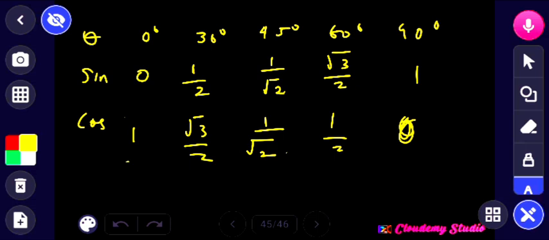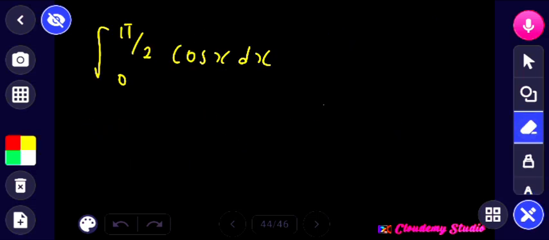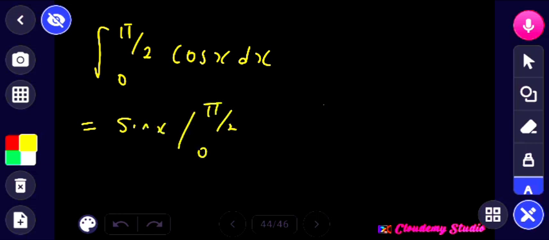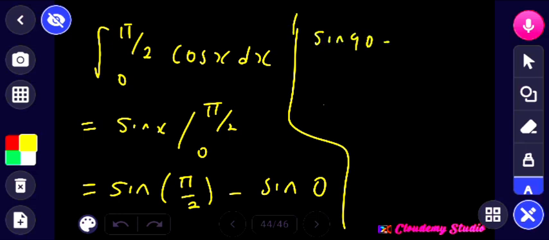You understand? So in this case, how do we solve this particular question? Same thing that we used to solve. Cos x equals to what? Sin x. Which means in this case, when you integrate, you are going to be having sin x, upper limit pi over 2, lower limit 0. So that is equal to sine of pi over 2 minus sine of 0. What is pi over 2? That is 90, which means that is sine 90 minus sine 0.